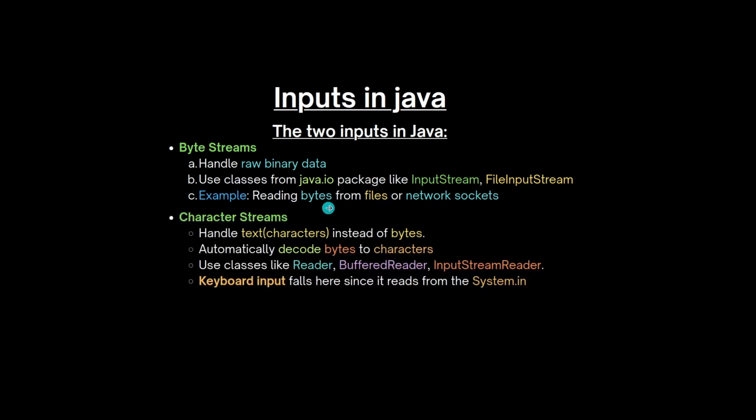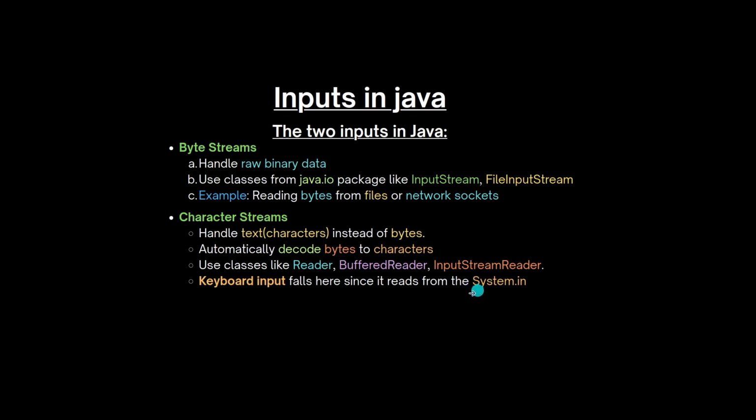The other input in Java is the character stream, and it handles text or characters instead of bytes. Unlike the byte stream, it automatically decodes bytes to characters, and it uses classes like Reader, BufferedReader, and InputStreamReader when decoding these bytes to characters. Keyboard input falls here because it reads from System.in, and as we've said earlier, the System class belongs to the java.io package.